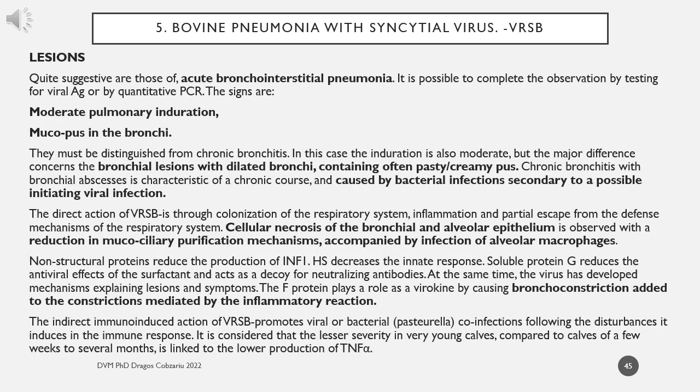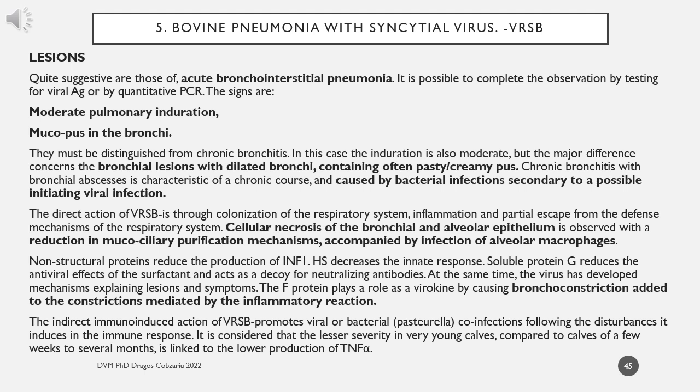Lesions. Quite suggestive are those of acute bronchointerstitial pneumonia. It is possible to complete the observation by testing for viral antigen or by quantitative PCR. The signs are moderate pulmonary induration and mucopus in the bronchi. They must be distinguished from chronic bronchitis. In this case, the induration is also moderate, but the major difference concerns the bronchial lesions, with dilated bronchi containing often pasty, creamy pus. Chronic bronchitis with bronchial abscesses is characteristic of a chronic course, caused by bacterial infection secondary to a possible initiating viral infection.